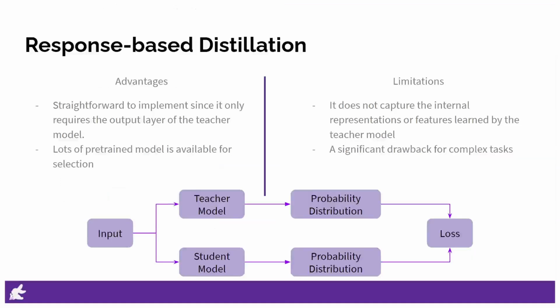In response-based distillation, the student model learns to mimic the output predictions of the teacher model. This is typically done by minimizing the difference between the predicted outputs of the teacher and the student. The primary focus here is on the logits, the raw output scores before applying a softmax function, produced by the teacher model. This method is straightforward to implement since it only requires the output layer of the teacher model.